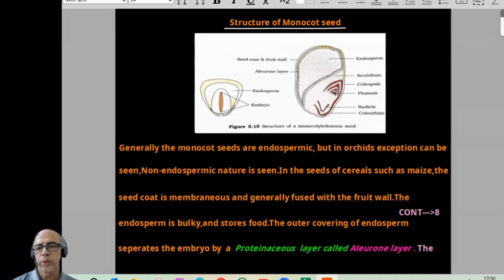It is a usual question. Aleurone layer is basically proteinaceous. That is why it is aleuroplast, plast in connection with protein. Here it is the aleurone layer, proteinaceous. I think up to that it is clear. Now we can proceed to the next page.